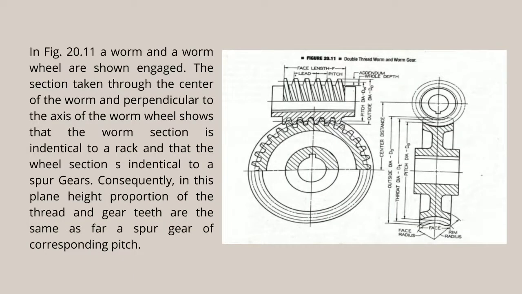In Figure 20.11, a worm and a worm wheel are shown engaged. The section taken through the center of the worm and perpendicular to the axis of the worm wheel shows that the worm section is identical to a rack and that the wheel section is identical to a spur gear. Consequently, in this plane, the proportions of the thread and gear teeth are the same as for gears of corresponding pitch.